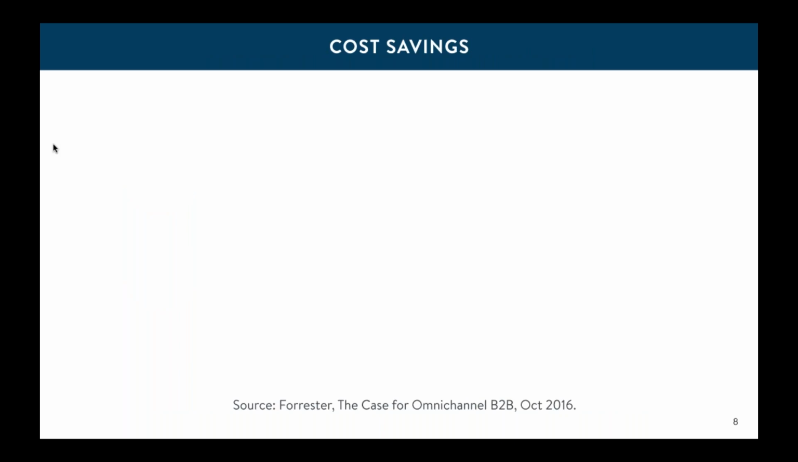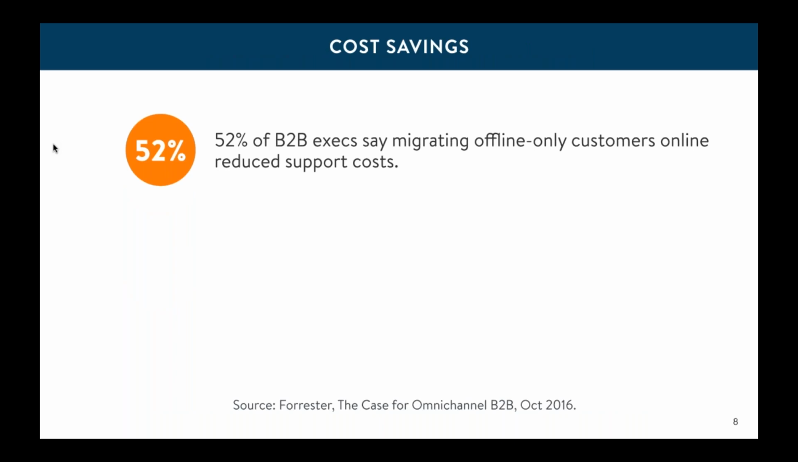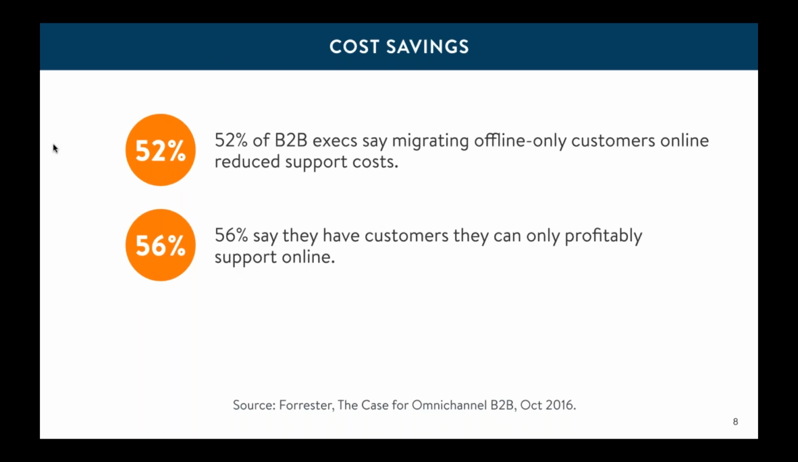So let's talk about the cost saving side. A lot of really great data here from the Forrester report as well. One of the first stats is that 52% of respondents say that migrating offline-only customers to online has reduced their support costs. And another 56% report that they have customers that they can really only profitably serve online. And we're going to get into a couple of really interesting examples that we've seen in our business and our customers at Handshake towards the end of the webinar.